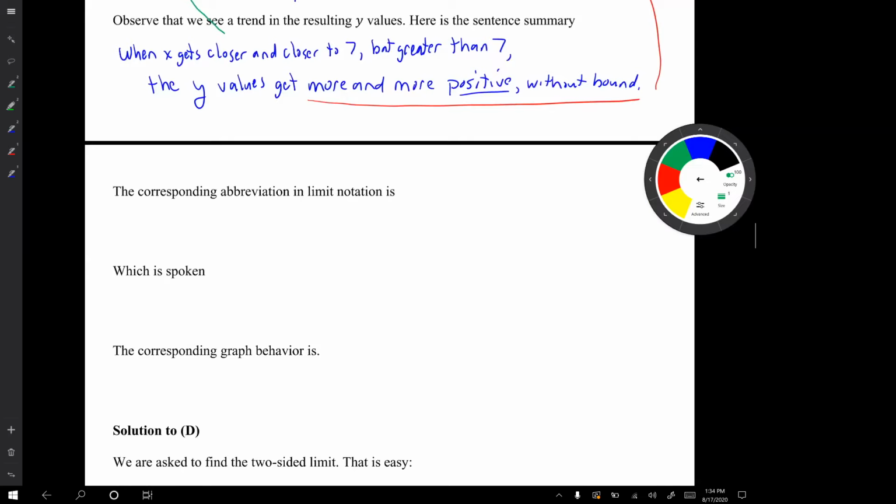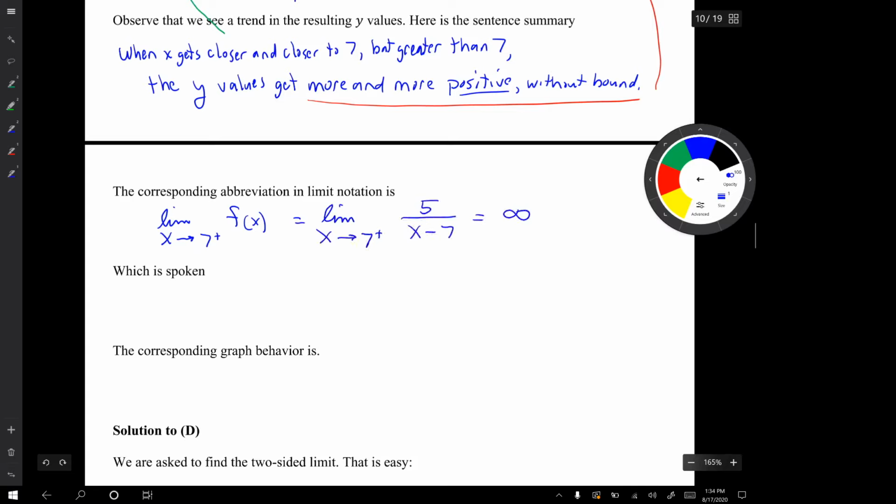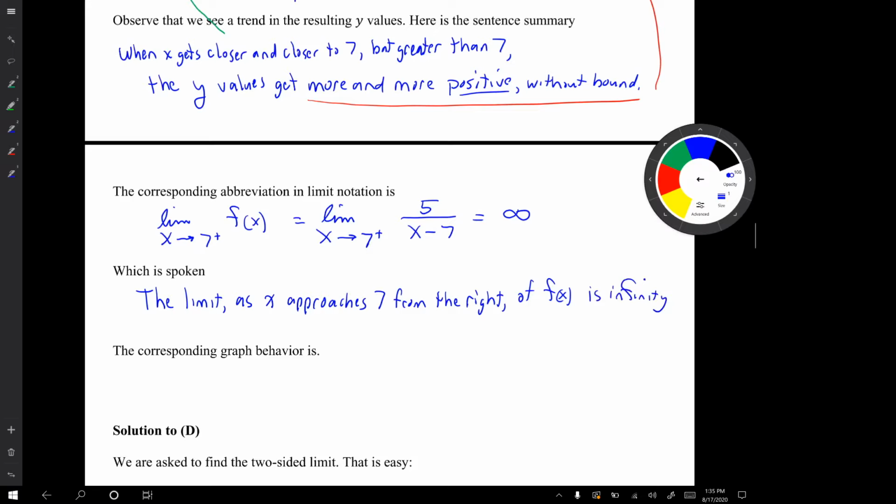The corresponding abbreviation in limit notation is this, spoken: the limit as x approaches 7 from the right of f of x is infinity. The corresponding graph behavior is that there is a vertical asymptote on the graph with line equation x equals 7, and the graph goes up along the right side of that asymptote.